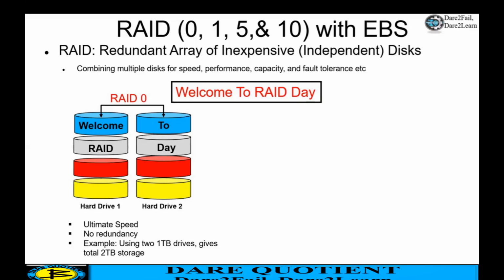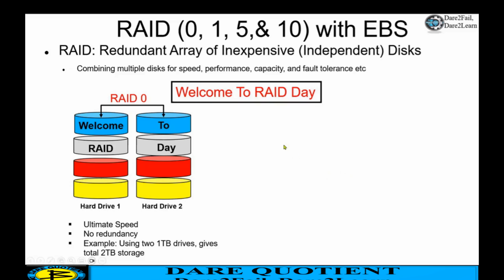And you have double the capacity of the single hard drive you use. So you have 1 terabyte worth of hard drive and another terabyte. That gives you a total capacity of 2 terabytes. So that's how the RAID 0 functions.